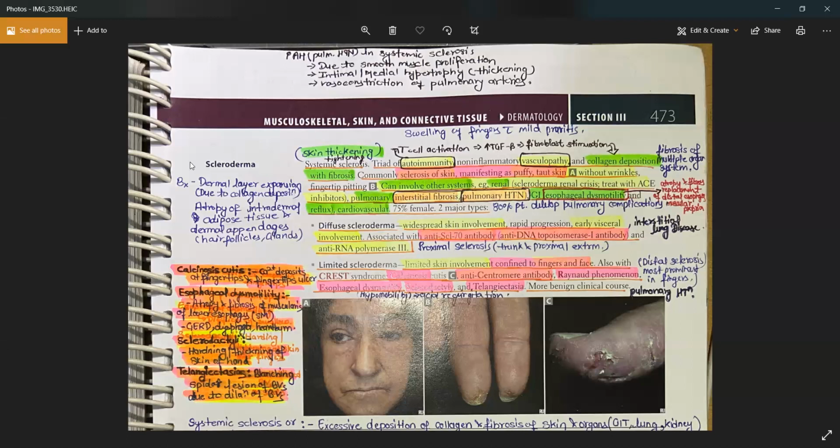Okay, what findings you will get on the biopsy are the fibrosis of the muscles and the atrophy of the muscles, right? Cardiovascular involvement can lead to dilated cardiomyopathy because of the fibrosis, right?